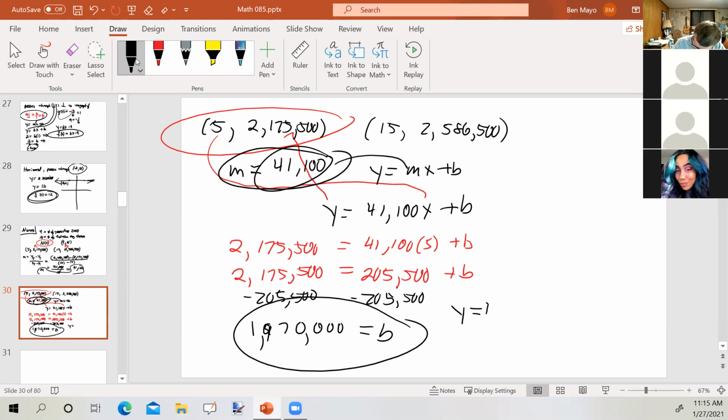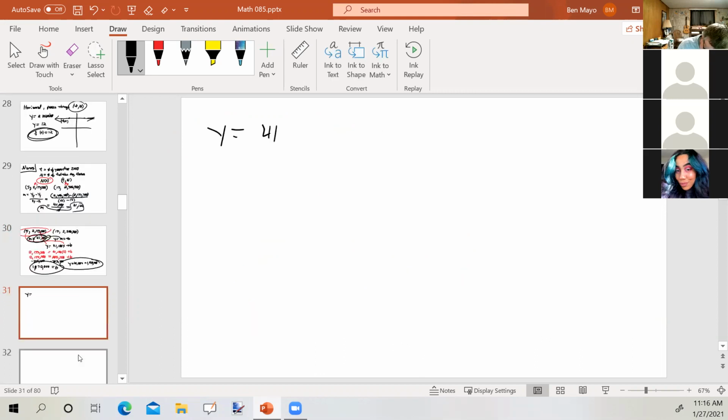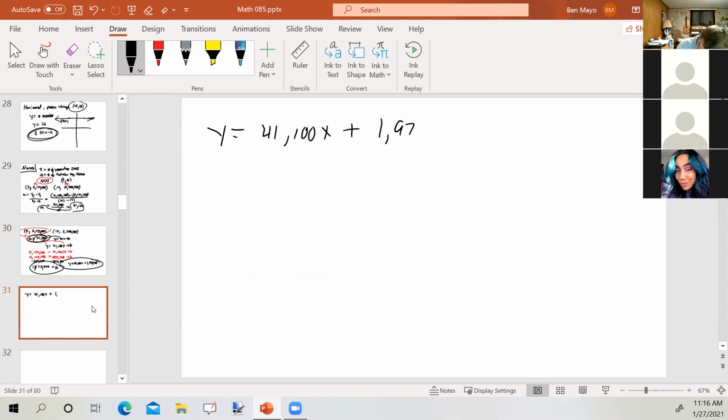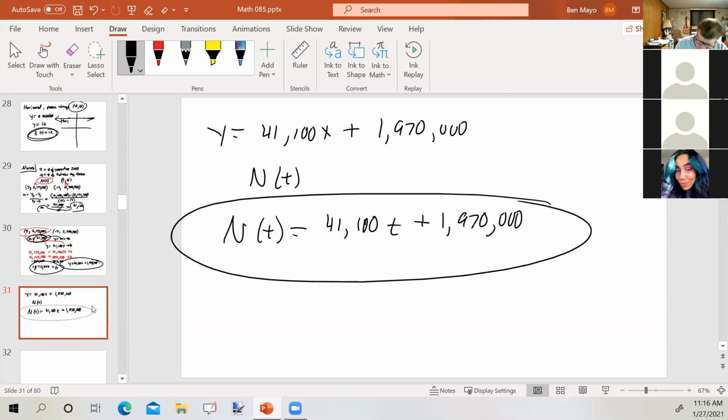So y equals 41,100x plus 1,970,000. However, I'm going to take that and copy that on the next page. Recall that it was N of T. So N of T equals 41,100T plus 1,970,000. So there's our function written with the correct variables, okay? I know, a lot to do with this problem. One more step and then we'll be done for the day.